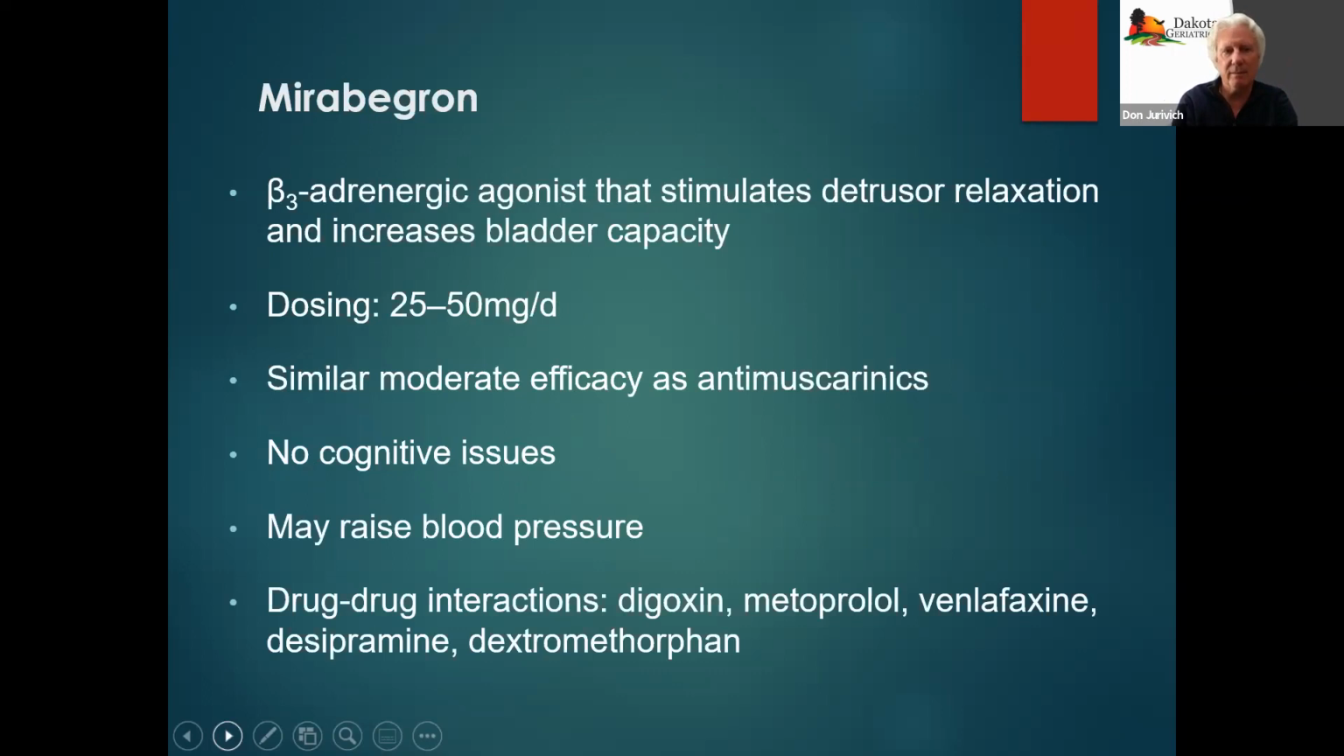Mirabegron is somewhat of a newer medication. It's more of a beta mechanism as opposed to muscarinic. Its usefulness is in the demented patient, but you have to be careful because it may cause an increase in blood pressure, and it has a lot of drug-drug interactions. A lot of people are on metoprolol for their blood pressure, people are on SSRIs, and just another drug-drug interaction is the cough medicine with dextromethorphan. Okay, next slide, please.